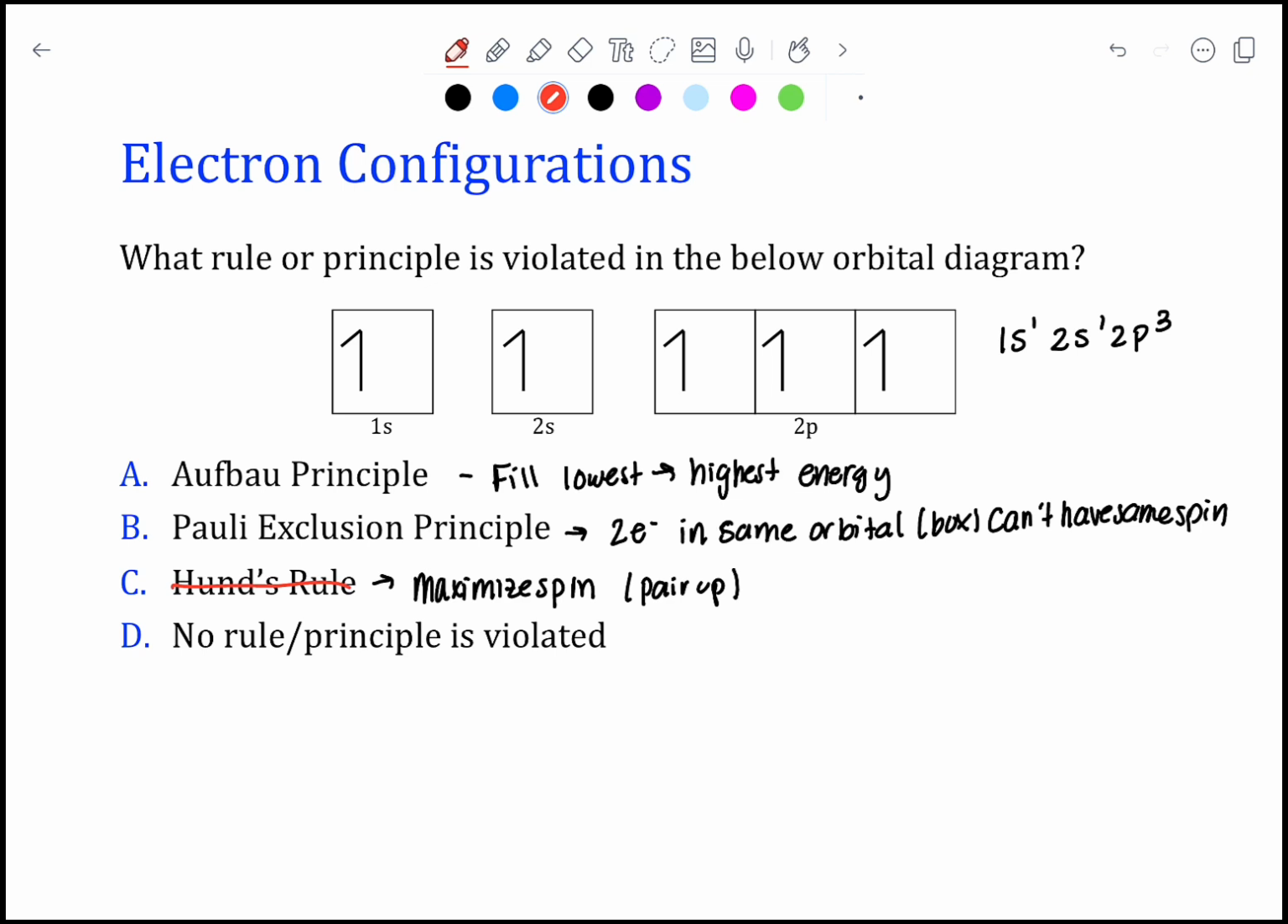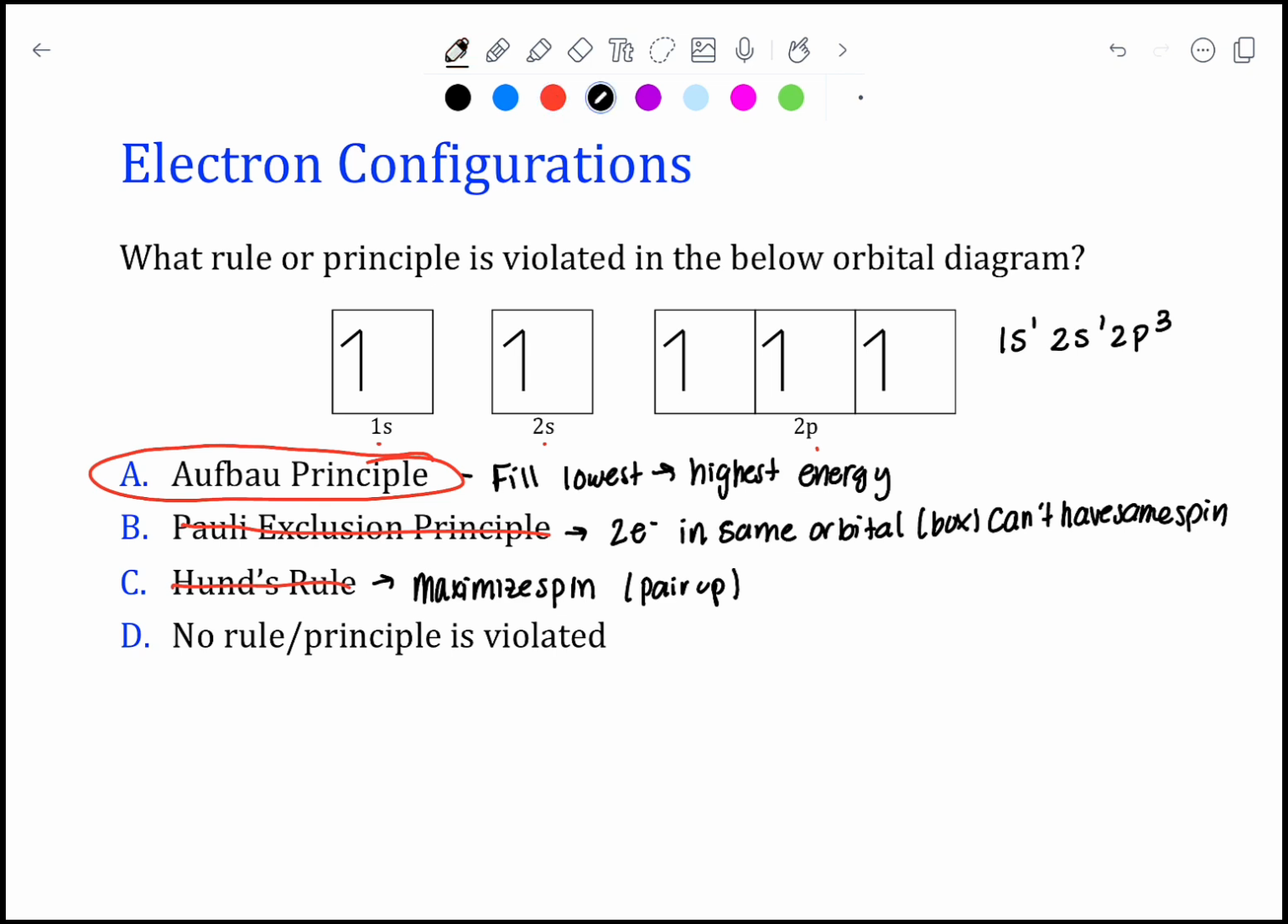Pauli exclusion principle says that 2 electrons that are in the same orbital can't have the same spin. Well, there's no orbital that has 2 electrons, so it's technically not violated because they all have 1 electron in them with 1 spin, so we can tell them apart. Aufbau principle says we have to fill from lowest to highest energy. We know that 1s is our lowest, then we go 2s and 2p. So we didn't fill up our 1s before moving on to our 2s, so we would be violating Aufbau's principle because we didn't fill our boxes before moving on to the next one.